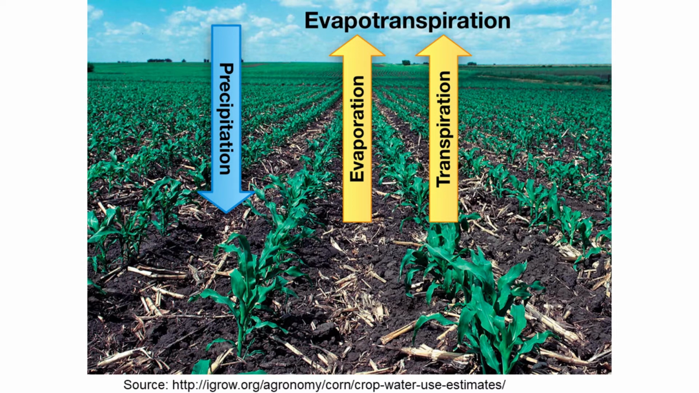And so if you're in a water-limited environment, so say you're in the Prairies or the Peace River Valley, you're going to want to minimize evaporation as much as possible and save as much of that water for transpiration, because again, transpiration is directly related to yield.